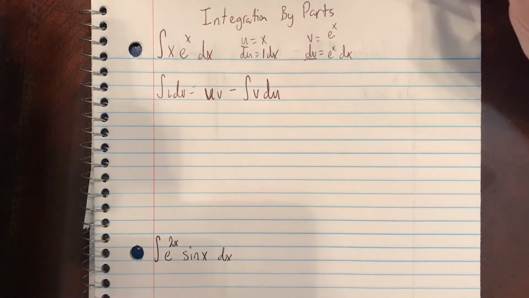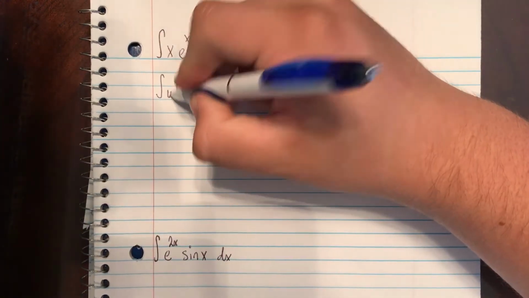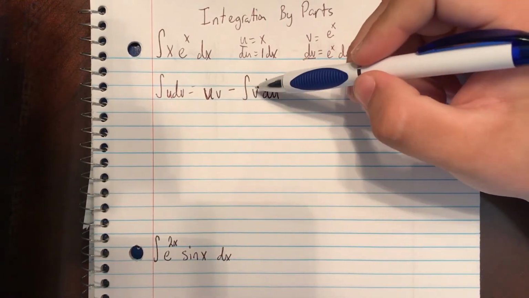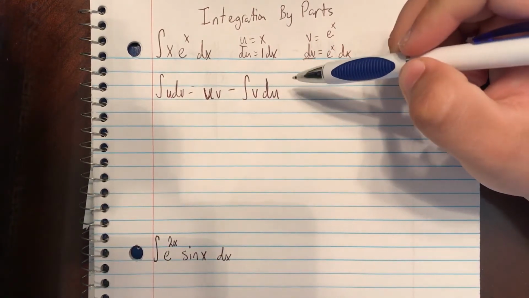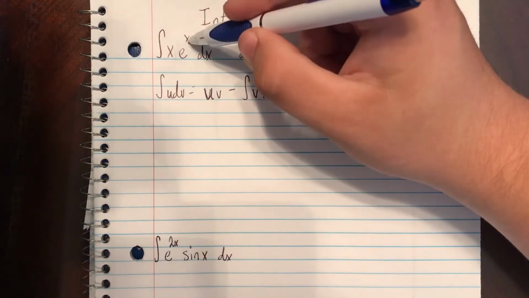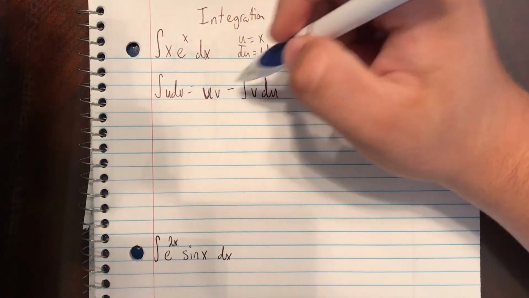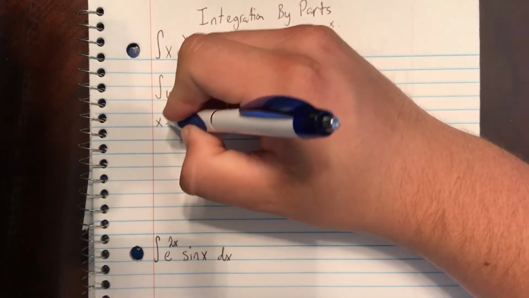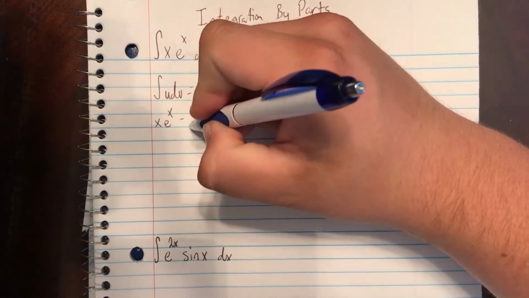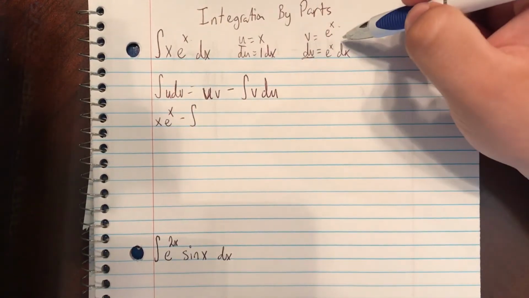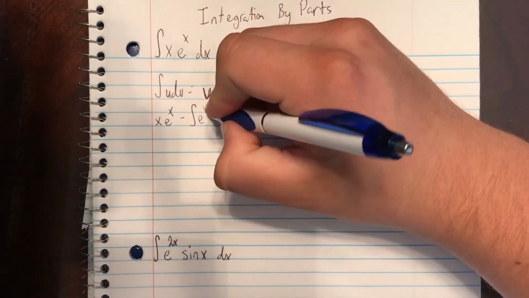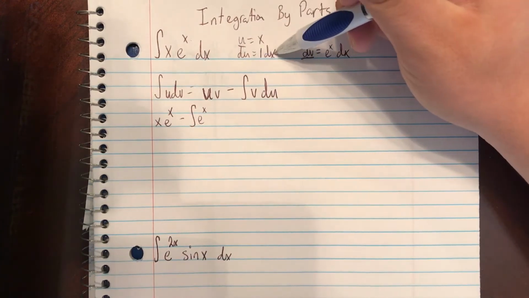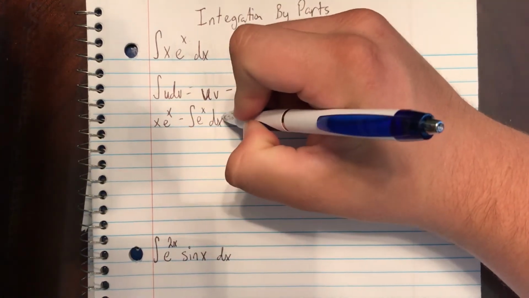And we have this formula, so we have integral of u dv is equal to uv minus integral of v du. So u times v, so x e to the x, minus the integral of v, which is e to the x, and then we have du. du is equal to 1 dx, so just dx.